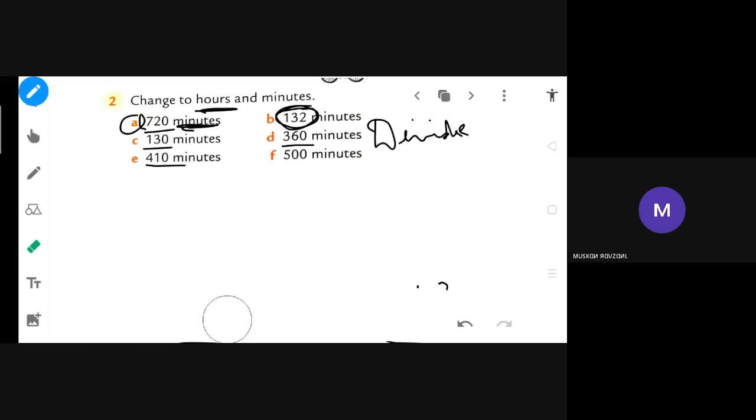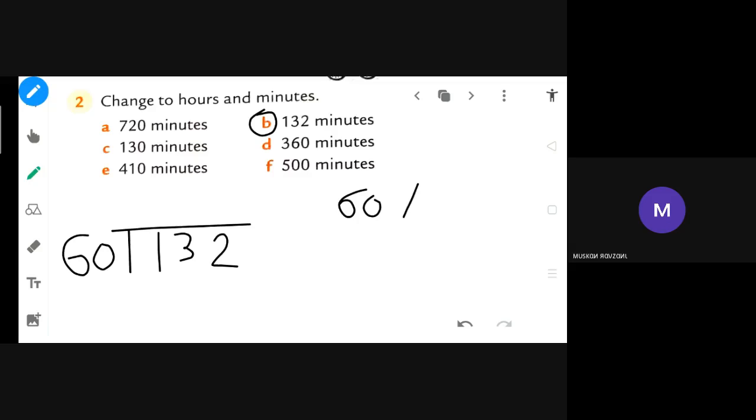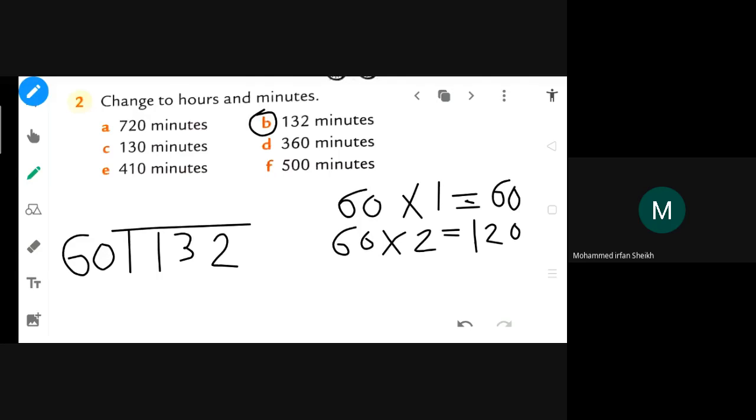Now you can see this B. Then we are finishing. The last B we are doing. That 132 is given, so we cannot cancel the 0 because 0 is not there. So directly we have to take the table of 60. And the 60 table you can write using the table of 6. 6 is 60. Then 6 twos are 120. Then 180. Okay. Now 132 is there.